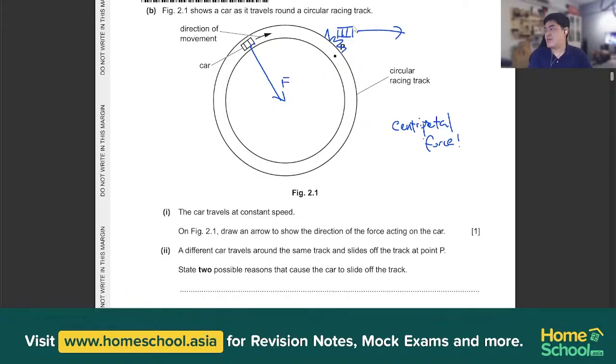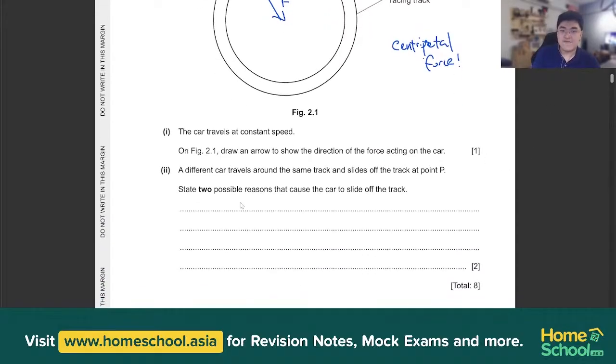And there's also a case that the car tires do not have enough friction with the track. Maybe the car tires are bald or something. And because of that, there's not enough centripetal force, and the car just slides off the track. So do take note that, right, this question is asking for two reasons. So you can write two possible reasons. So over here, give me a second.